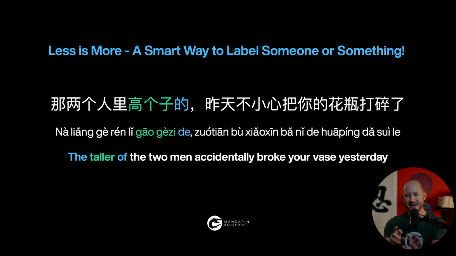And then once you've done that, you can then describe it without having to say anything after 的. 那2个人里. All right, we know what we're talking about. 高个子的, the tall one of the two people that we're looking at, but you don't need to add it a second time. So this is what I mean by you can label something and then say much less.